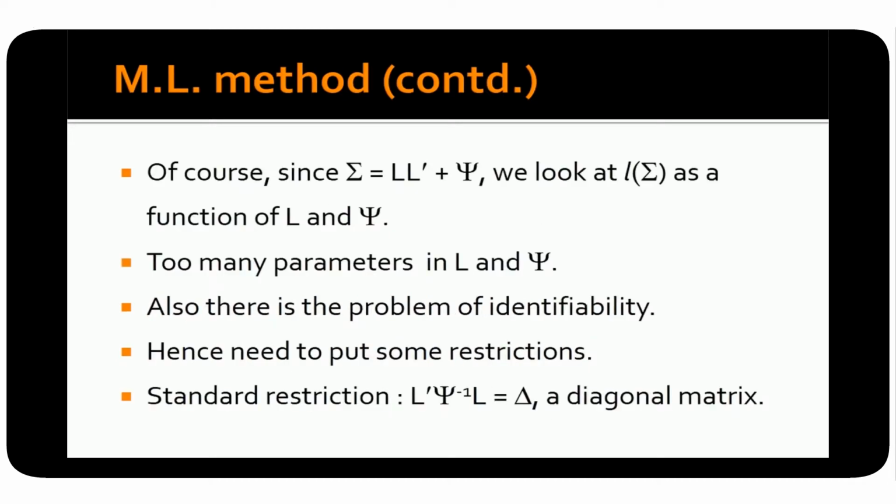Now remember that we are not going to directly estimate the elements of sigma, because the elements of sigma are primarily composed of the elements of the matrix L and the diagonal matrix psi. Sigma, mind you, is LL prime plus psi, so we need to estimate this. But there are more parameters here than the number of observations. So we need to minimize the number of parameters in this case.